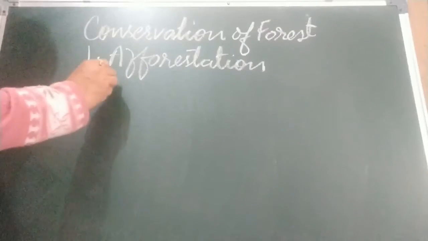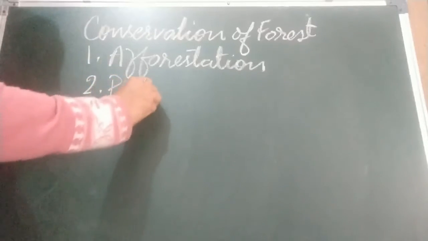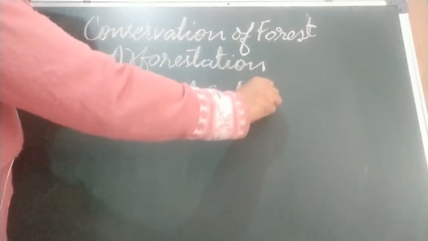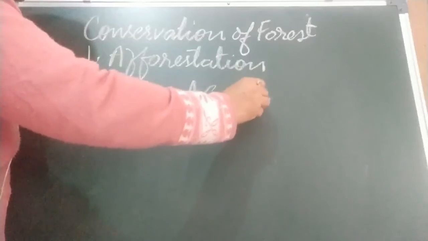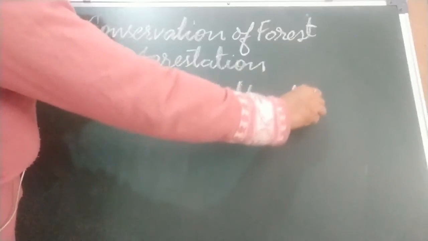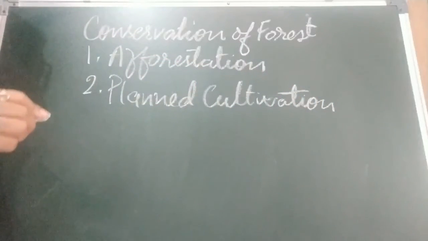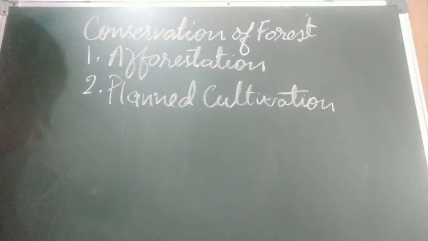Second is planned cultivation. This is very important. When we cut the forest for cultivation, we do not remove the whole patch. Some part of the forest we remove and we cultivate. So this is planned cultivation. A forest should not be cleared of all its trees and converted into agricultural land. If we do that, then this leads to soil erosion.